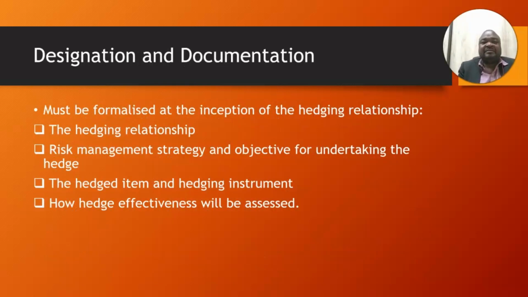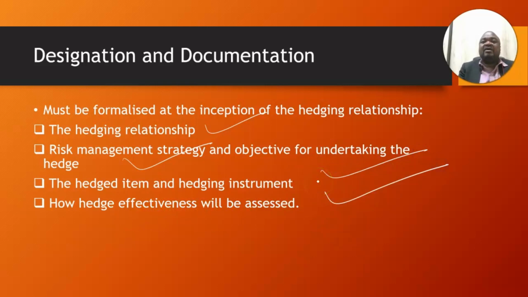Designation and documentation must be formalized at the inception of the hedging relationship. So the following have to be documented at the inception of the hedging relationship: the hedging relationship itself, with the counterparty and with the other party, the risk management strategy and objective for undertaking the hedge, the hedged item and hedging instrument, and how hedge effectiveness will be assessed.